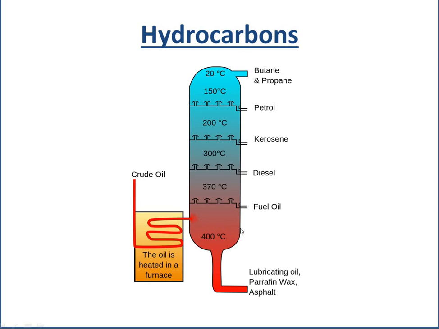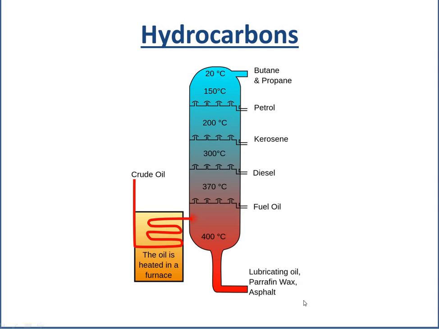So the fractional distillation column is hotter at the bottom and cooler at the top. So you heat them all to vaporize them. The longer chain ones that have a higher boiling point will condense at the bottom, and then the ones with a shorter chain and lower boiling point will condense at the top of the column, which is cooler. And what you tend to find is the more useful hydrocarbons are at the top. The shorter chain ones tend to be more useful.